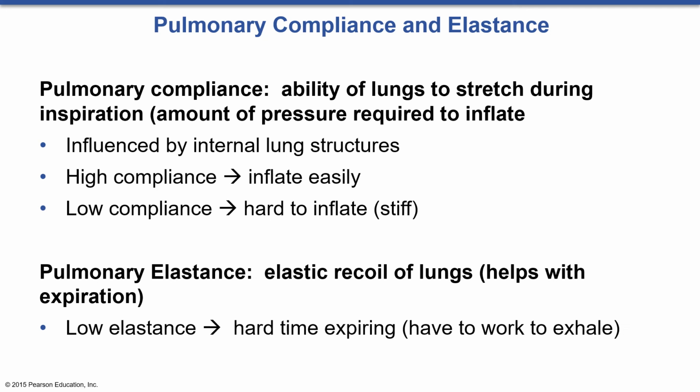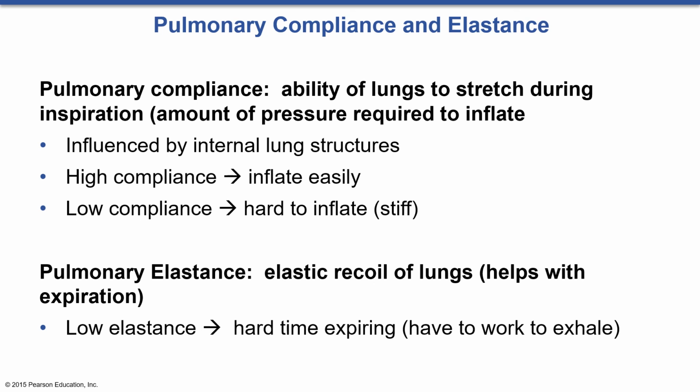Now, in normal breathing in a healthy individual, it's pretty easy due to several factors. So it's not just about the movement of the muscles, but in many cases, the actual composition of the lungs. We have two major features to look at with the lungs: compliance and elastance. Pulmonary compliance is the ability of the lungs to stretch during inspiration. And this is also going to look at the amount of pressure that is required to inflate the lungs. So if we have a high compliance, it inflates very easily. But if we have a low compliance, it's going to be very hard to inflate and very stiff. This is influenced by the internal structures of the lungs and its overall surface area.